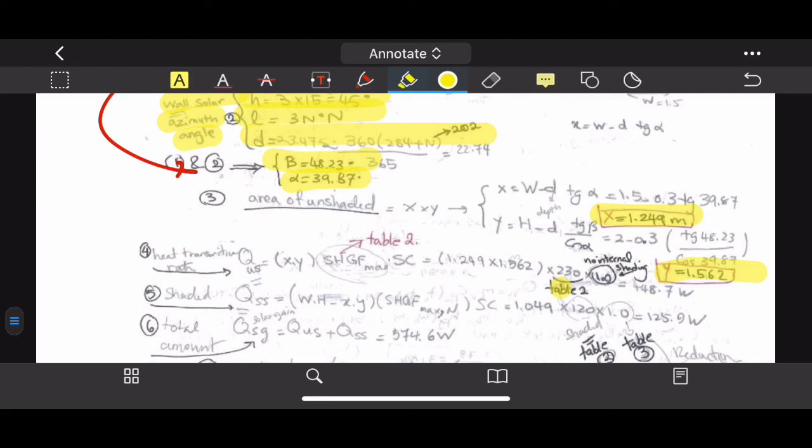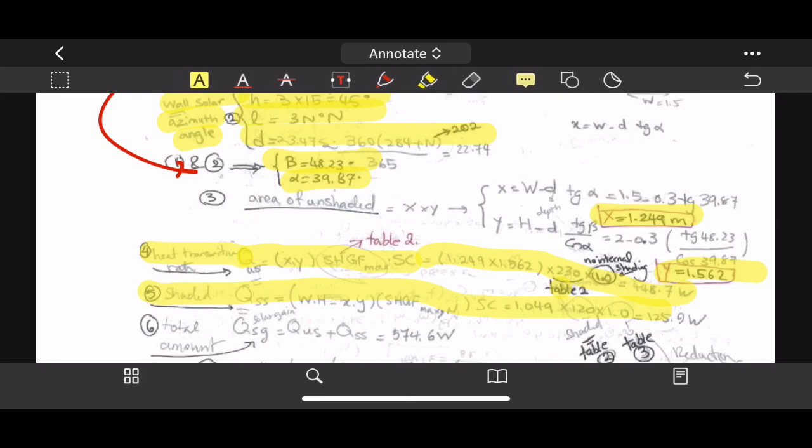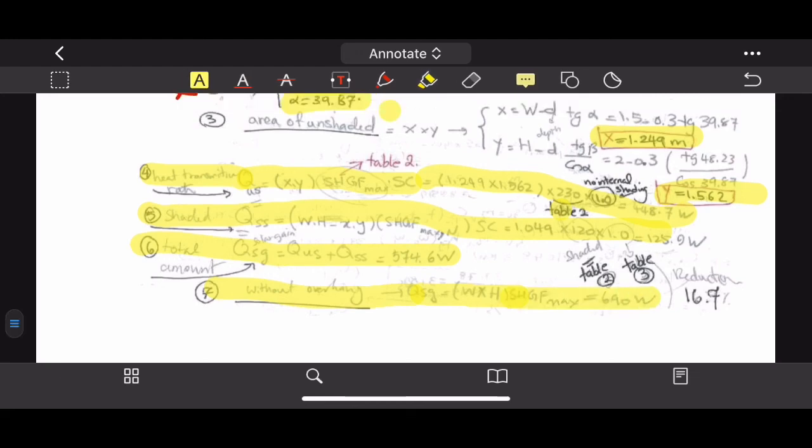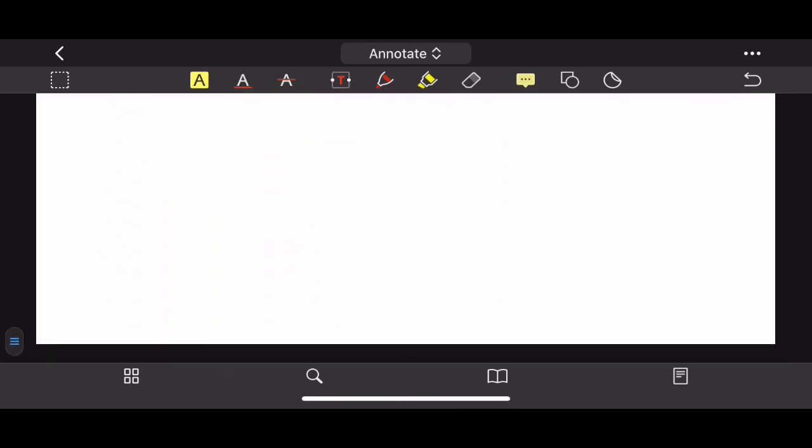So the heat transmission rate, Q_US, is X times Y times SHGF max from the table times the shading coefficient, you get 448.7. If it's shaded, you get the answer is 125.9 watts, and the total is Q_US plus Q_SH, which is 574.6. So if you have without overhang, Q_SG only is W times H times SHGF, equals 690 watts, right? The energy transmitted without overhang.